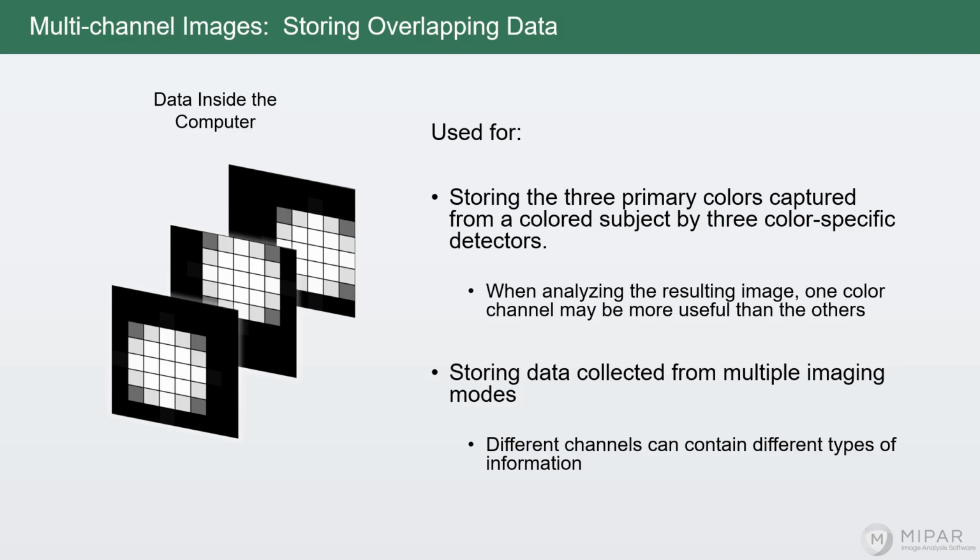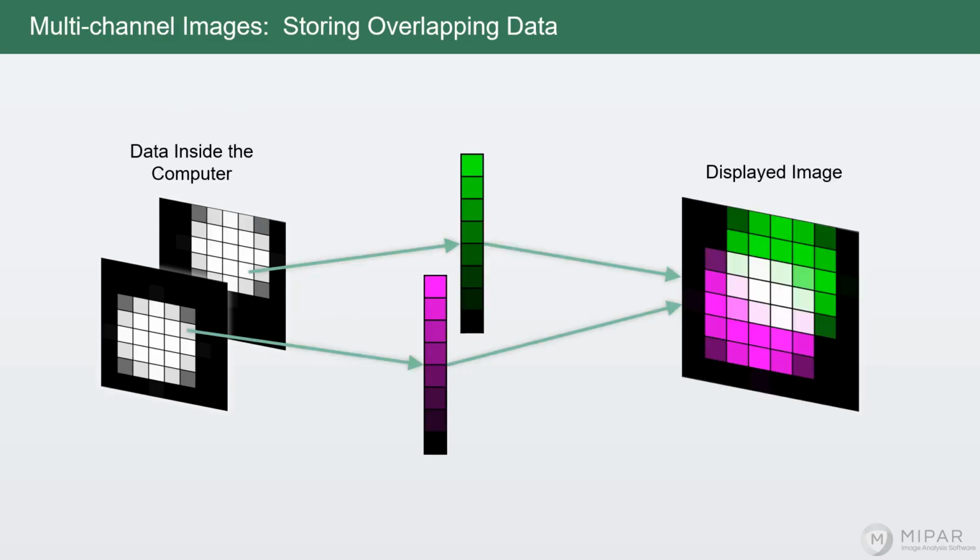Now, something to note is that theoretically, you can stick whatever data you want in these channels. It doesn't have to be from three colored detectors. So for example, if you were in the life sciences doing fluorescence microscopy, you could have a red fluorescent protein and a green fluorescent protein.